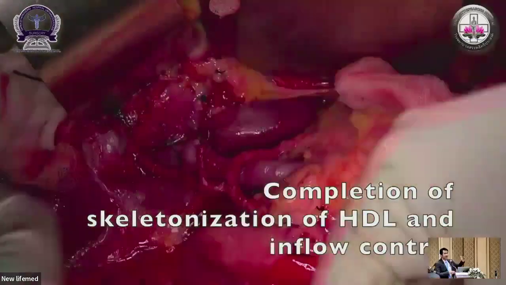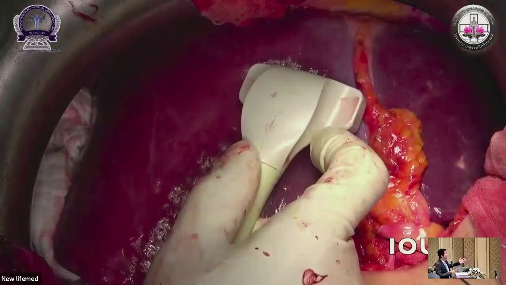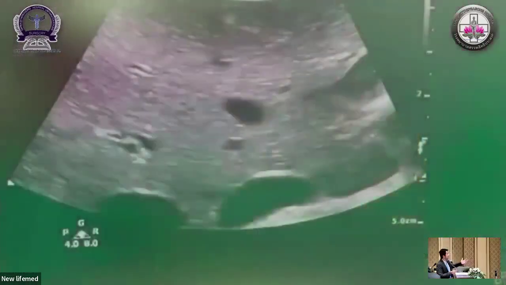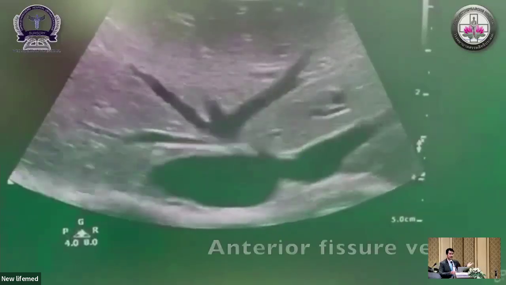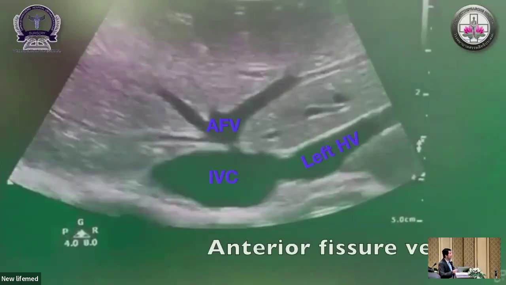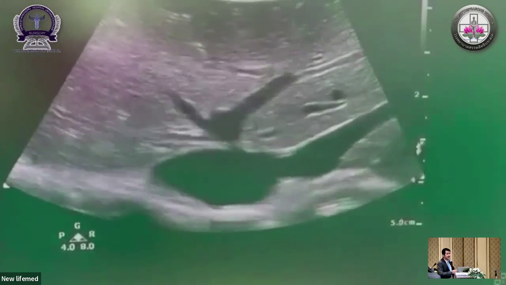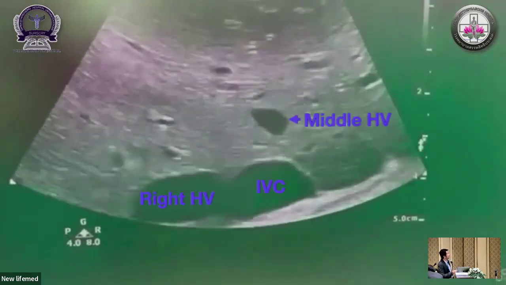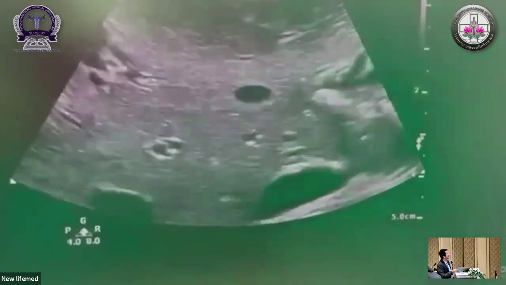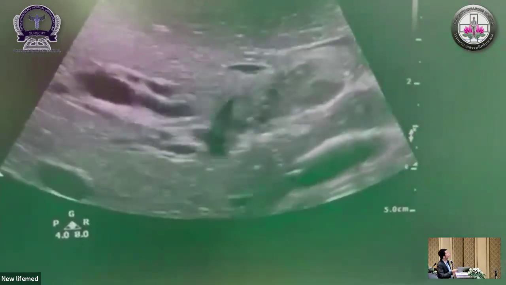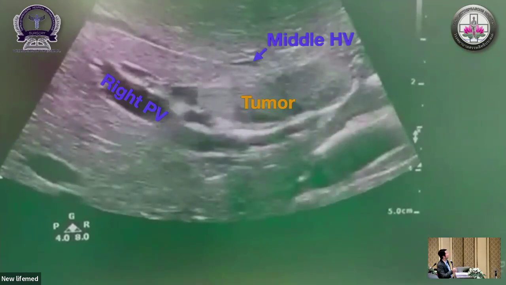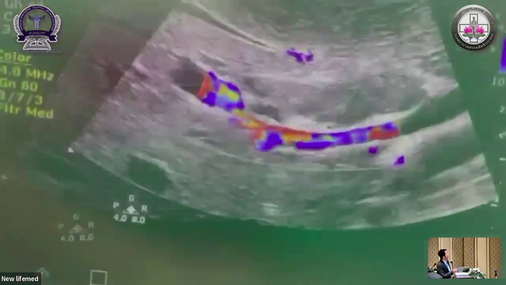And after that, we mobilize the liver and perform parenchymal transection. As I told you, intraoperative ultrasound is mandatory when you perform liver resections to guide us to achieve an R0 resection. This is the middle hepatic vein. We follow the middle hepatic vein here and we found the tumor inside the duct here. This is the right portal vein tumor and middle hepatic vein.